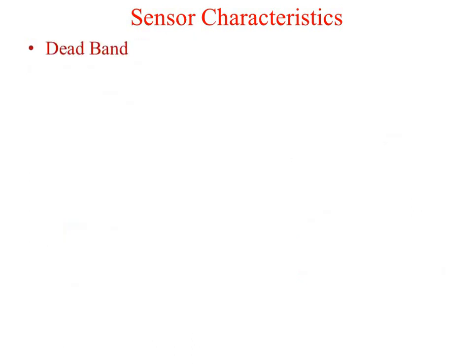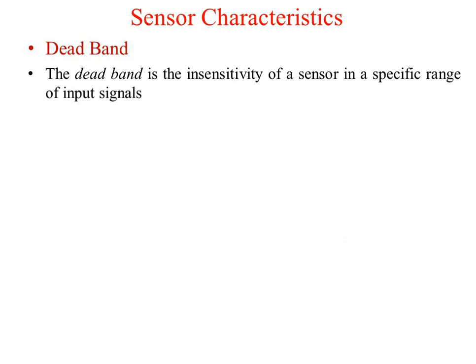Now the next characteristic is deadband. What is deadband? Deadband is nothing but an insensitivity of a sensor in a specified range. Insensitivity means in that range of stimuli, your output is almost zero. There is no change at all in your output. So that is called a deadband.